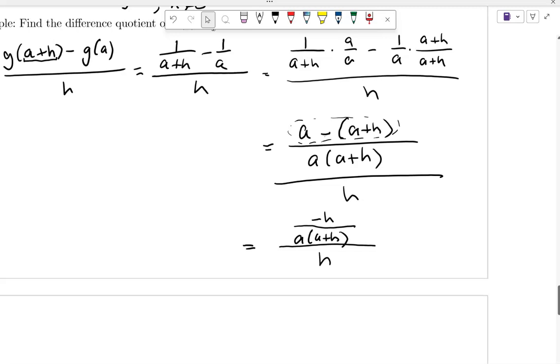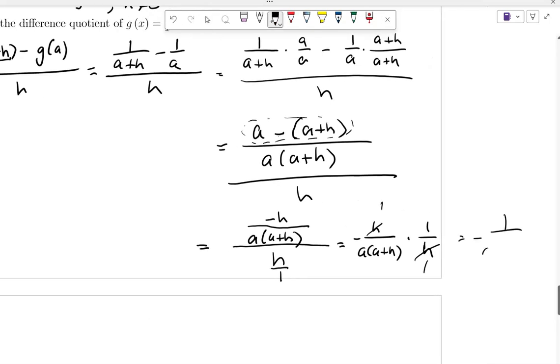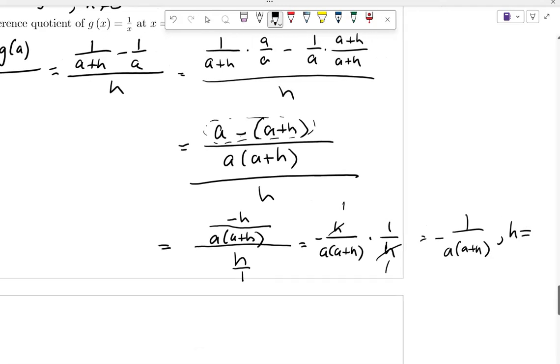Now, I told you our whole goal is to do what? Get rid of the h, right? I've still got a complex fraction, but I can think of this as h over 1. What do you do when you divide by a fraction? You multiply by the reciprocal. Now do your h's go away? They cancel each other out, don't they? So we have negative 1 over a times a plus h. And again, with the caveat that h is not 0.